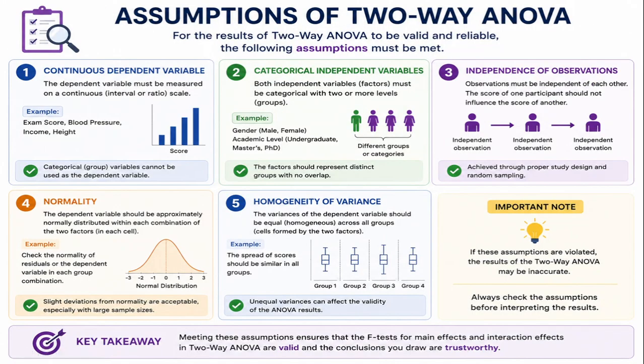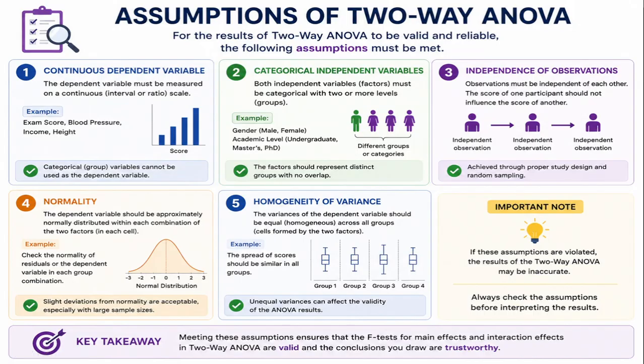And then we have some assumptions that we check whenever we are performing our two-way ANOVA. We have to make sure that the dependent variable is continuous. For example, exam score, blood pressure, income, it should be continuous. It should be in the form of a number.